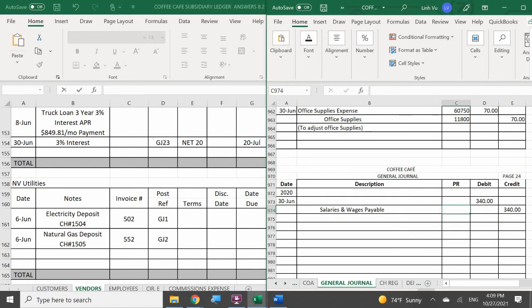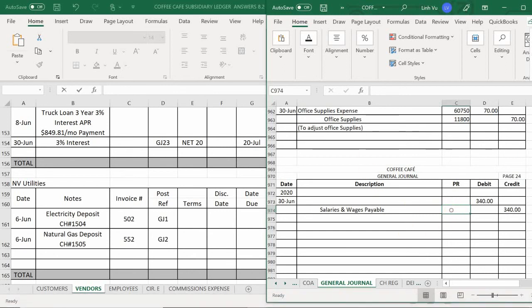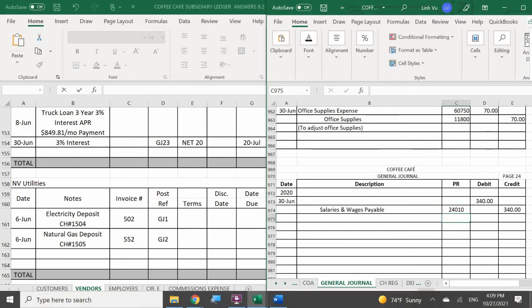So that's 24,010. And then we have to go to the expenses, no? Not labor expense. Something similar. Salaries and wages expense. Yes, salaries and wages expense. Okay. Because we're recording how much she earned in the month of June.